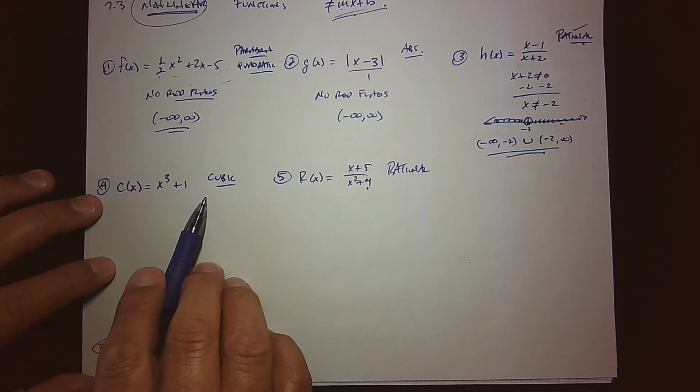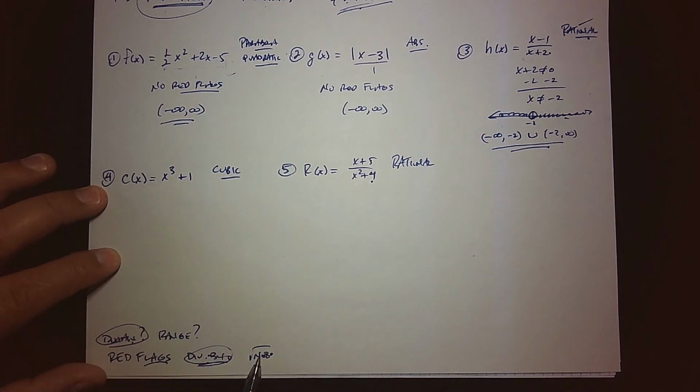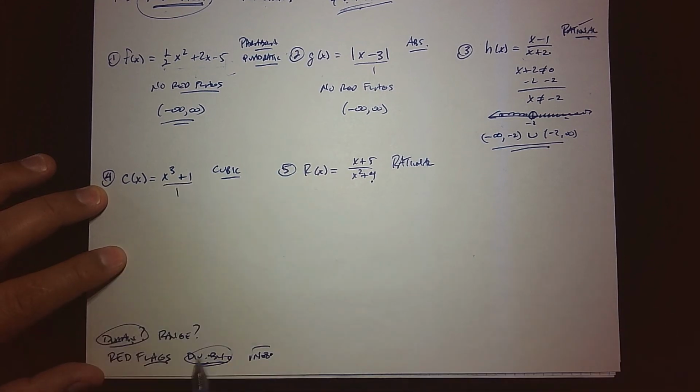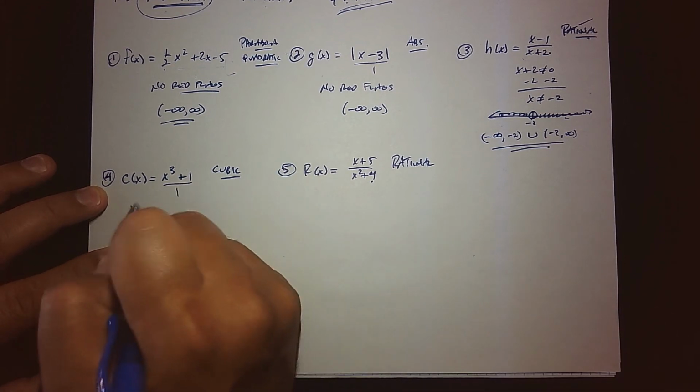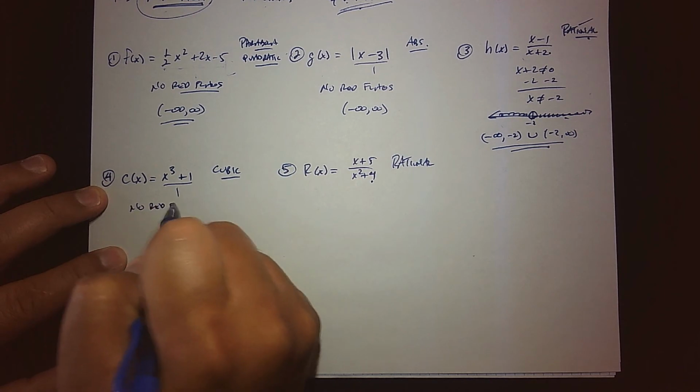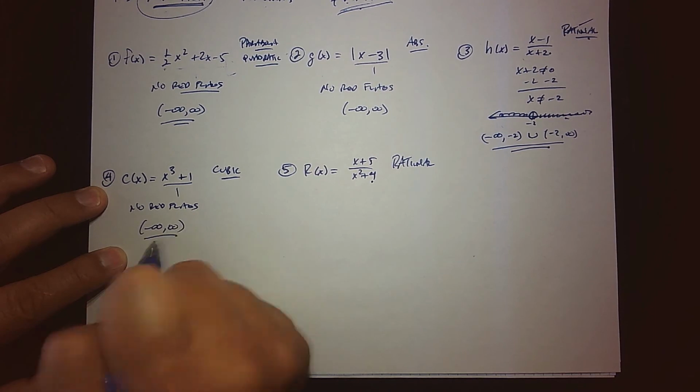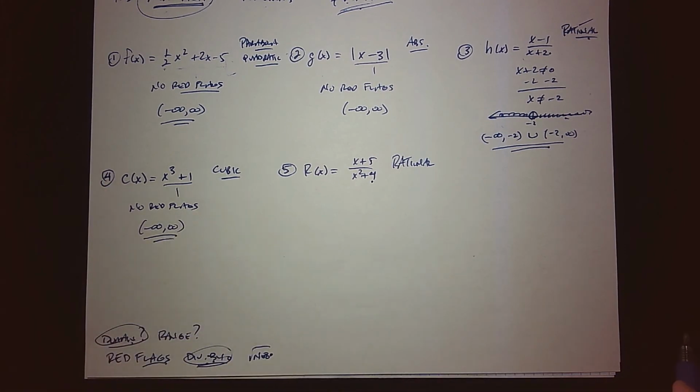For my cubic, again, there's no square roots, so we don't have to worry about that problem. The denominator is 1, so we don't have to worry about division by 0. So no red flags, no problems. Nice, strong function. Negative infinity to infinity. So we are defined for everybody.